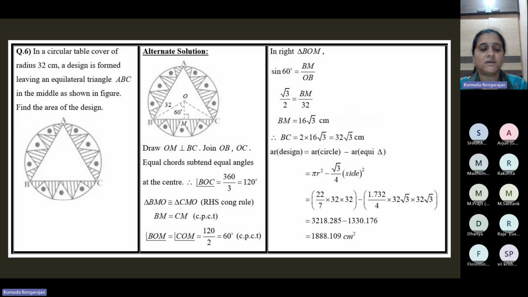Yeah, this is that equal chords which I explained. Equal chords subtend equal angles at the center. Then we understood that these two triangles are congruent, so this will be 60. Then we find BM, double we find BC. Then the area of the design is area of the circle minus area of the equilateral triangle.